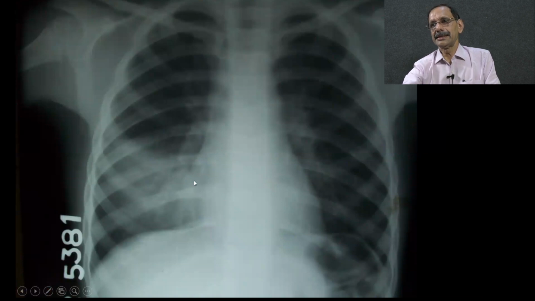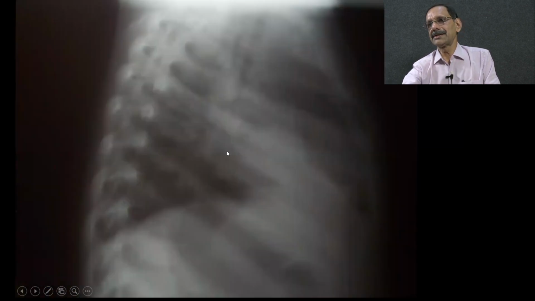This is another opacity here. See, the diaphragm is clearly visible, so it is possibly not touching the diaphragm, so it is less likely to be lower lobe. But the heart border, which is very clear up to this, is now getting blurred. So it is in touch with the heart. So it is more likely to be a middle lobe consolidation. See, middle lobe consolidation, lateral view, the consolidated area is the area which is actually over the heart. So that is typical of middle lobe.